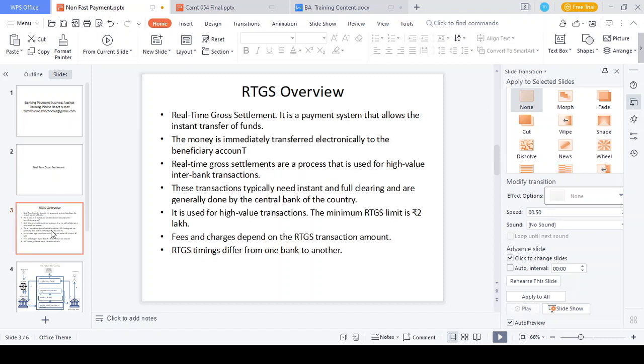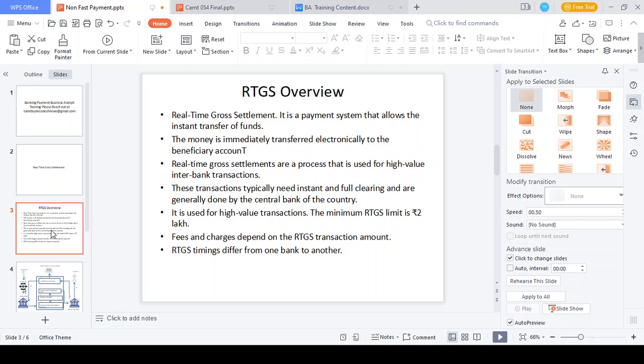A payment can be transferred in electronic mode or as a paper-based transaction. Real-time gross settlement works in electronic mode, because nowadays all the banks use electronic mode transactions, so that funds flow immediately from sender to receiver. Real-time gross settlement is also one kind of electronic mode transaction.